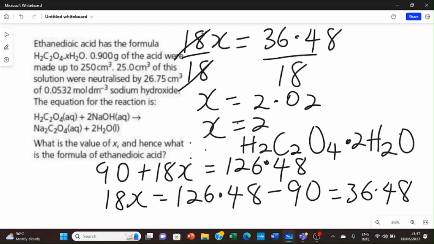So as you can see, it's as simple as what? ABC. All you have to do is attempt as many questions as possible. Read through the question, make sure you understand the question very, very well, and apply the right formula. So please try as much as possible to solve as many questions as you can.